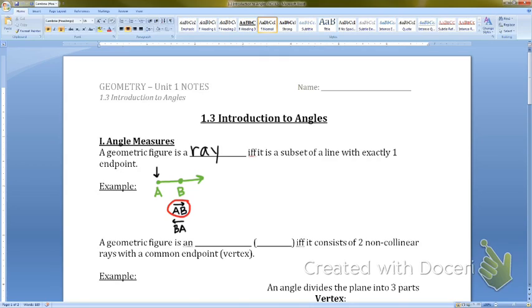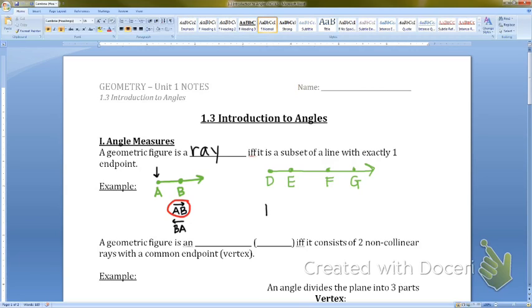Alright, another example we could use, if we talk about a ray, let's go ahead and draw another ray over here, a longer one, and let's put a few more points. So let's call this point D, E, F, G. So if I were to label this ray, any ideas what we would label it as?